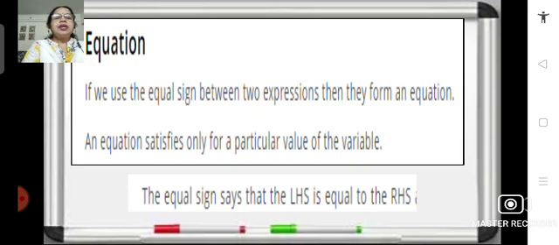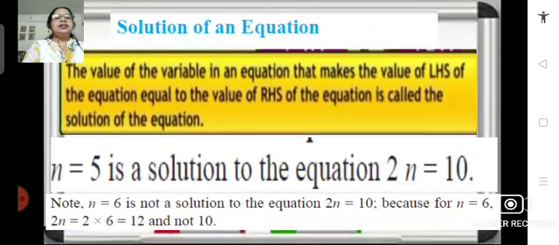And what is an equation? If we use an equal sign between two expressions, then they form an equation. An equation is satisfied only for a particular value of the variable. We have studied this, isn't it? The equal sign says that the left hand side is equal to the right hand side. We have learnt all these things. And what is a solution of an equation? The value of the variable in an equation that makes the value of LHS of the equation equal to the value of RHS. That means the left hand side becomes equal to the right hand side, then that value is called the solution of the equation.